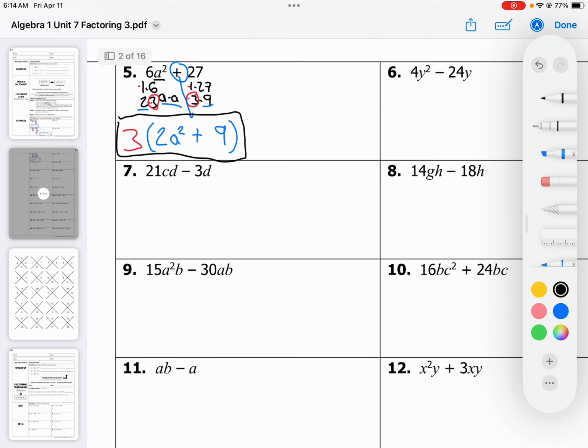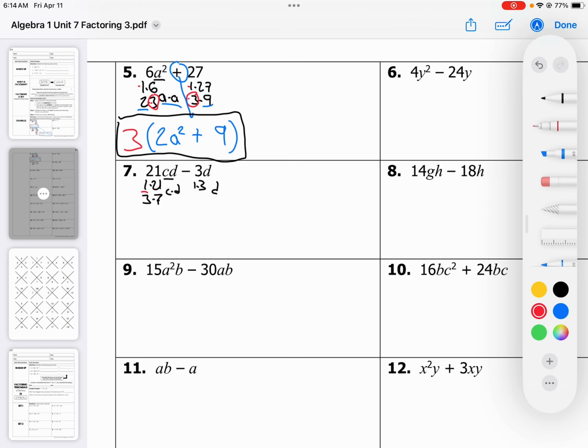Okay, number 7. I've got 21 and 3, so I need to find the numbers that multiply, 1 times 21 or 3 times 7. For 3, it's just 1 times 3. This one, CD, has C times D, and this one has D. Okay.